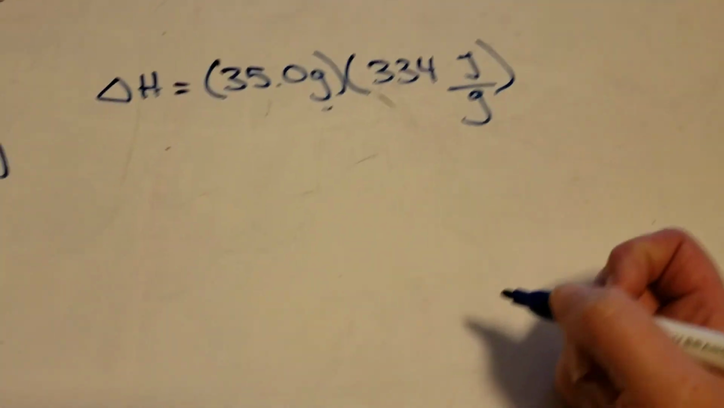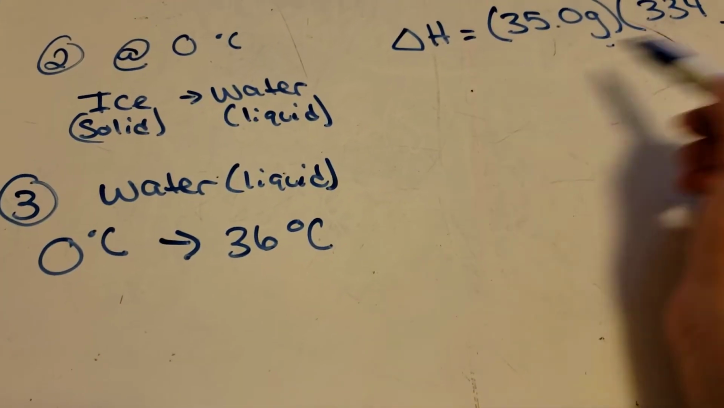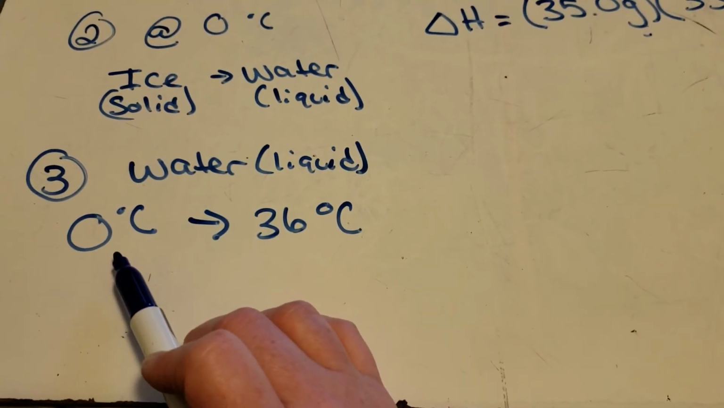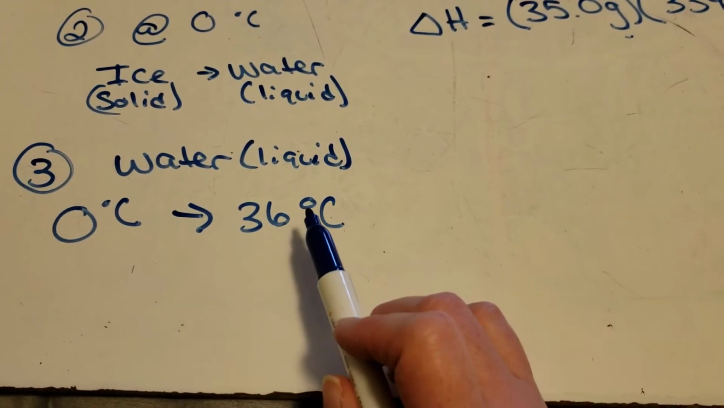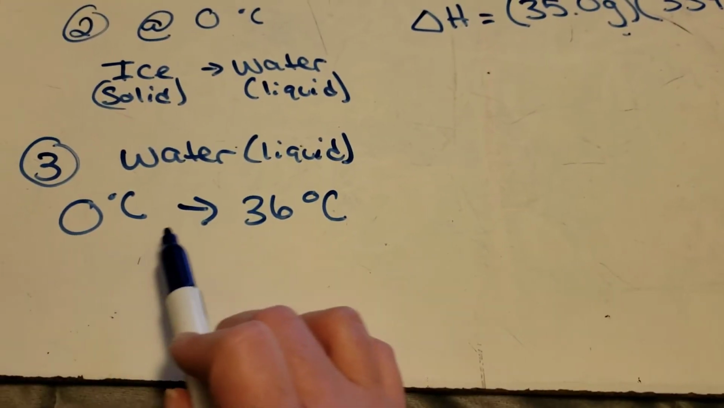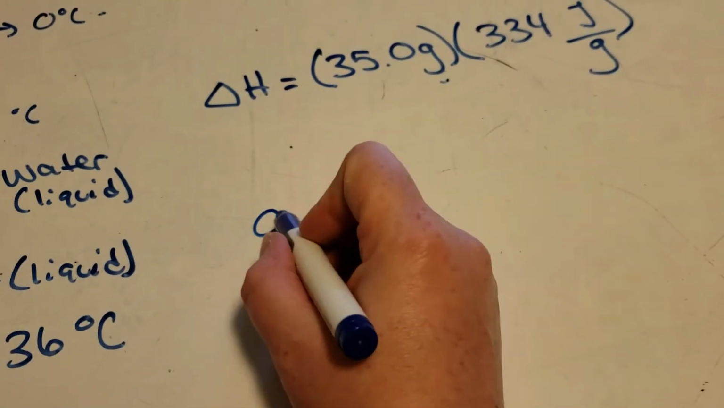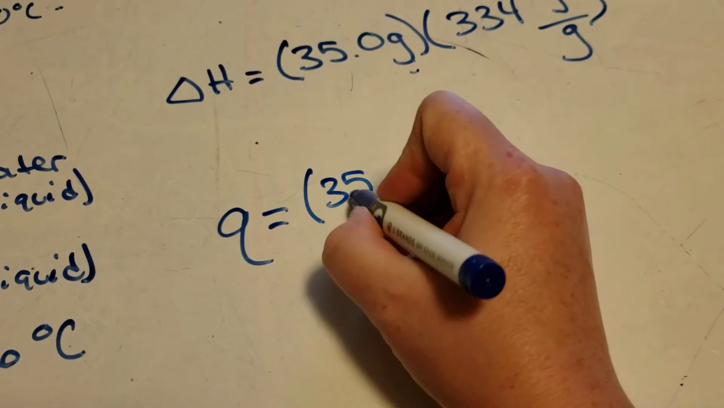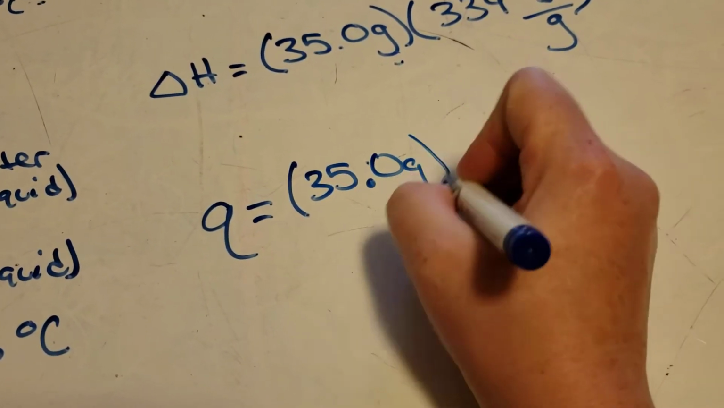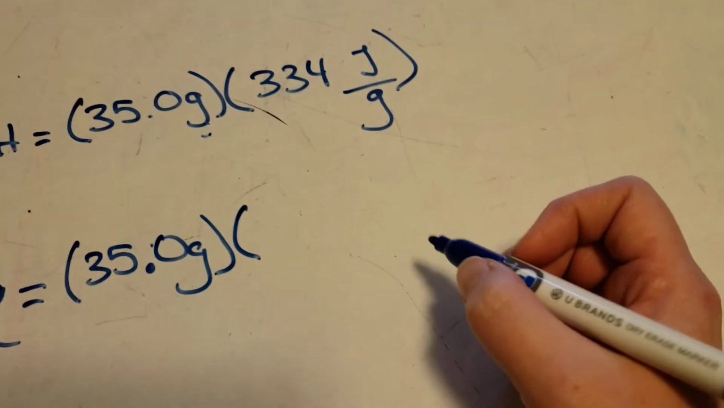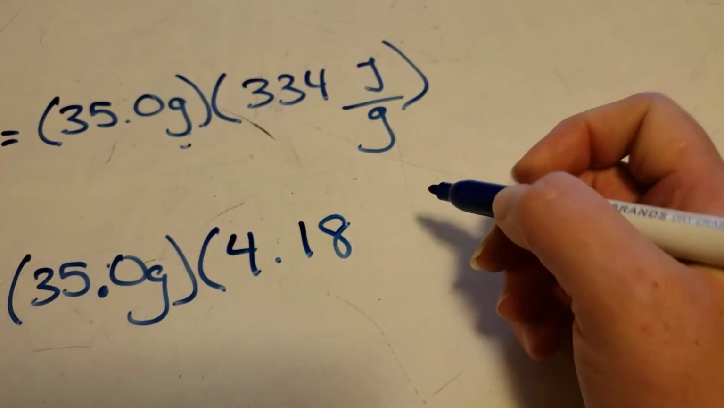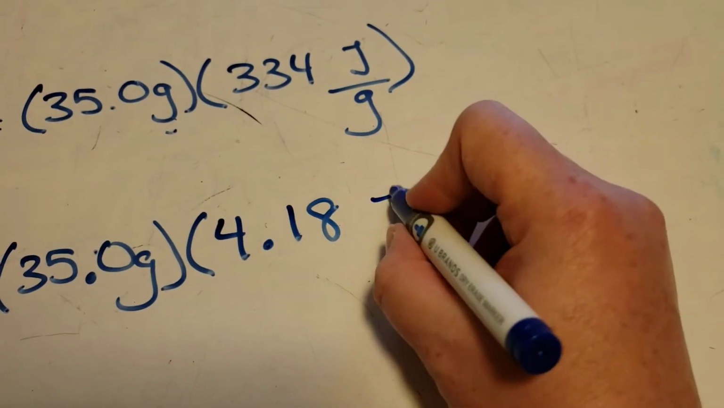Okay. All right, last problem. So now our whole phase change is done. We are now 100% liquid. We are starting at 0 degrees, and we are ending at 36. So this means we have a temperature change, which means we're going to use Q equals MC delta T. So M is 35.0 grams. Specific heat of liquid H2O in the notes is 4.18 or 4.184, either one.